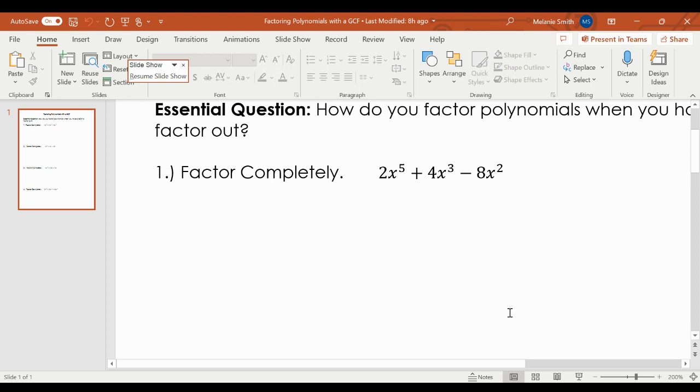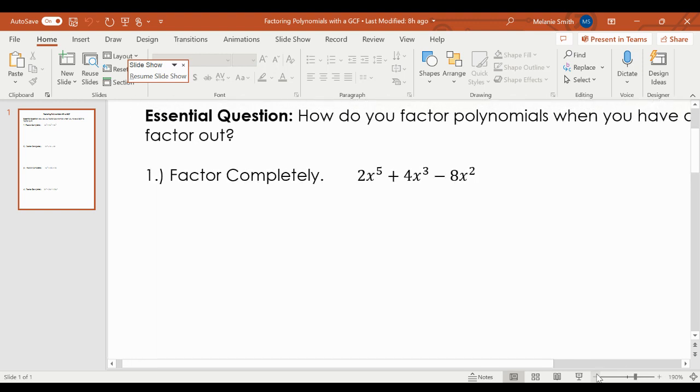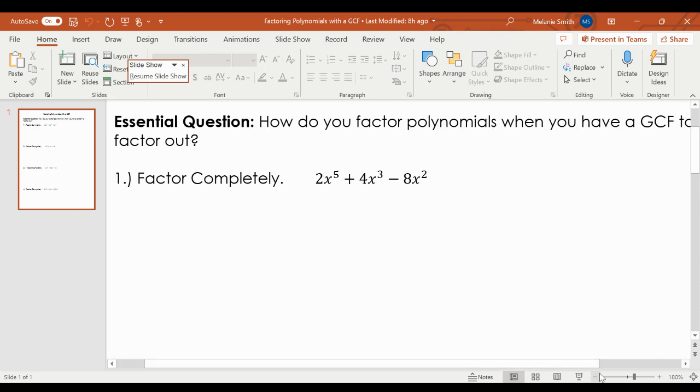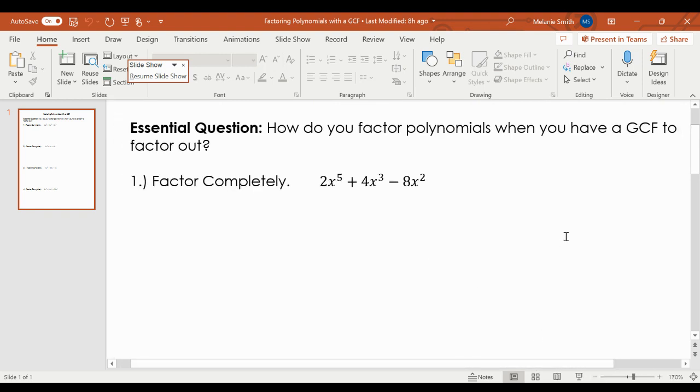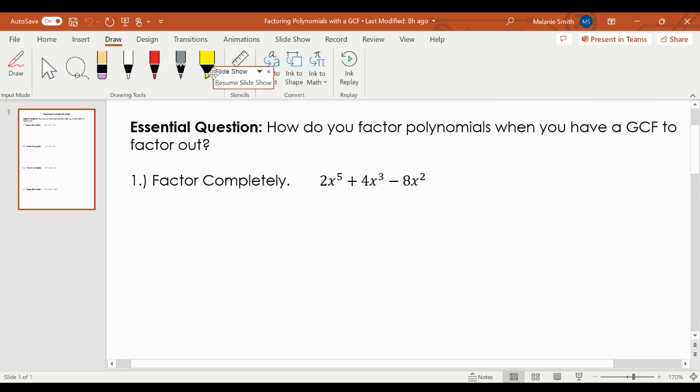So this last lesson in Module 5 is kind of putting together everything that we have done so far in Module 5: all the different types of factoring, when you have a greatest common factor, and factoring quadratics and all of that. So the first thing I want to look at is, do I have a greatest common factor, a GCF, that I can factor out?